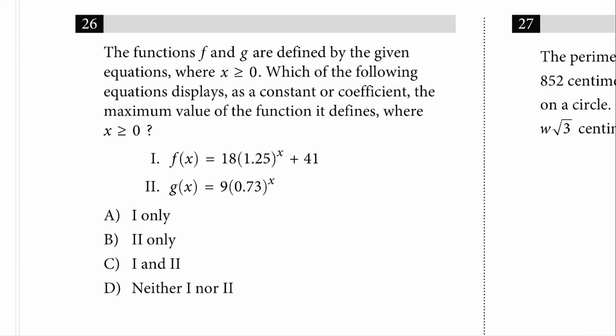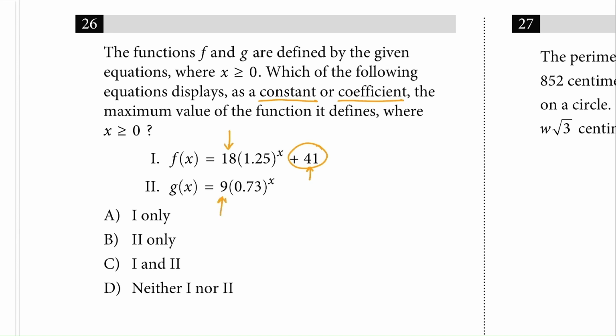The functions f and g are defined by the given equations where x is positive. In which of the following equations displays as a constant or coefficient the maximum value of the function it defines where x is positive? So let's figure out what this is talking about. When we have x is greater than or equal to 0, we're looking for the result as a constant or a coefficient. A constant is going to be this number out here with no variables attached, and the coefficient is going to be the 18 or the 9.